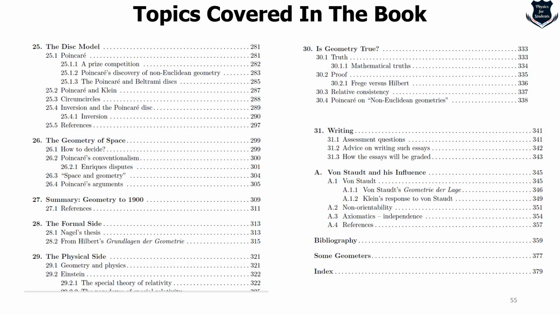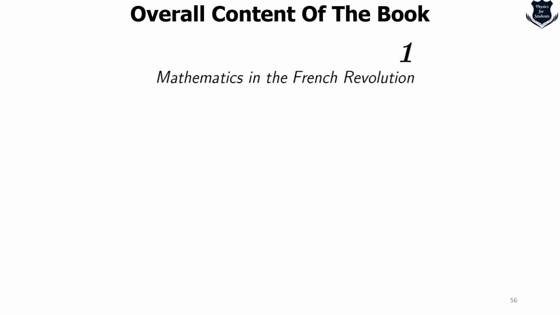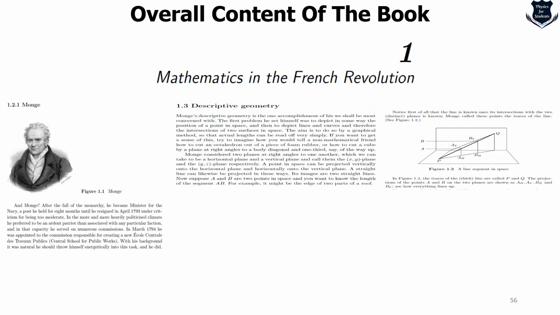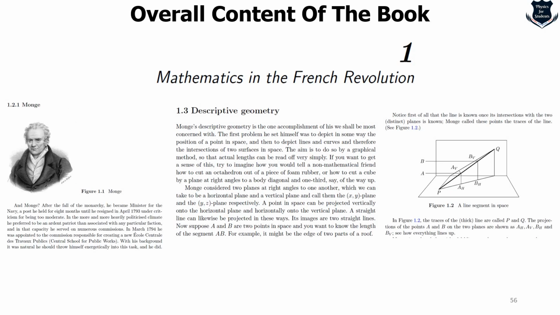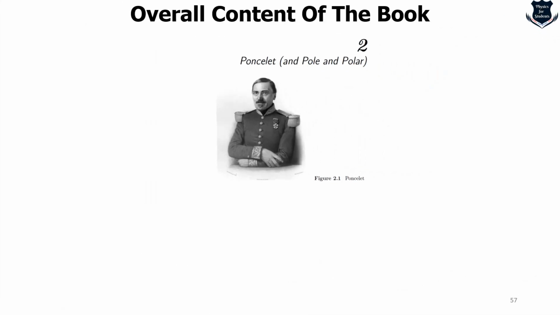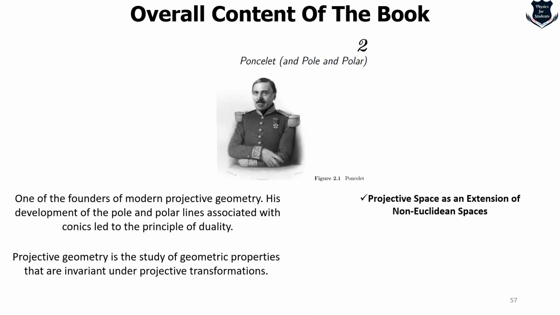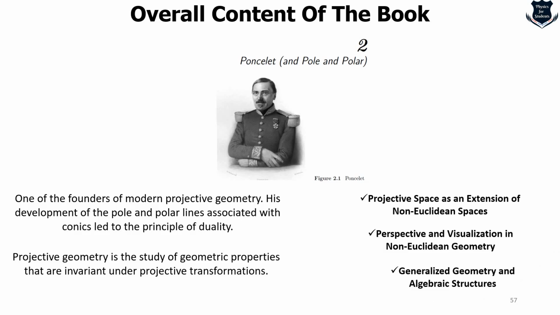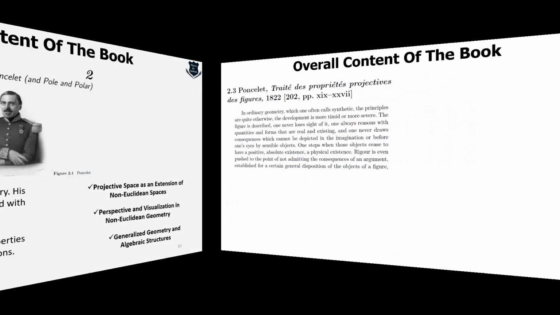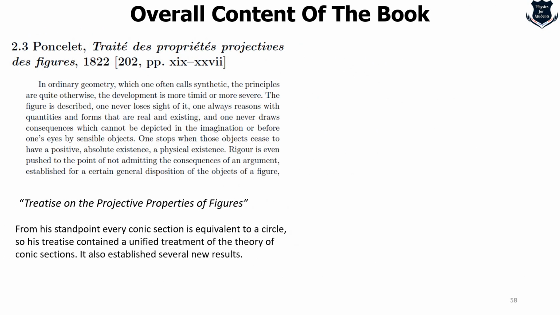The disk model of Poincaré, the geometry of spaces, and finally the writing assessment questions, followed by the bibliography and the index. So from my point of view, I would like to quickly show you the content of the book. As you can see, it starts with Monge, about descriptive geometry, and the figures are quite clear and you can go through this book. Then comes Poncelet, one of the founders of modern geometry, which covers projective spaces, perspective and visualizations, and every single detail.